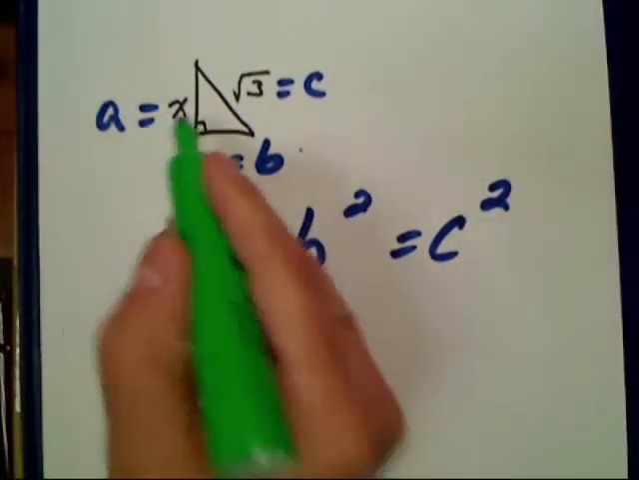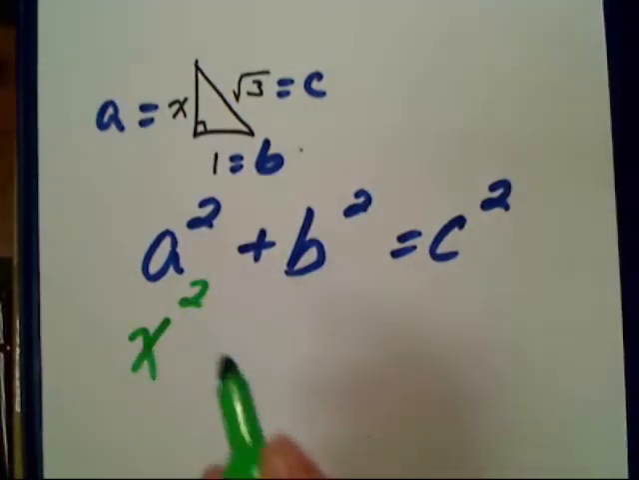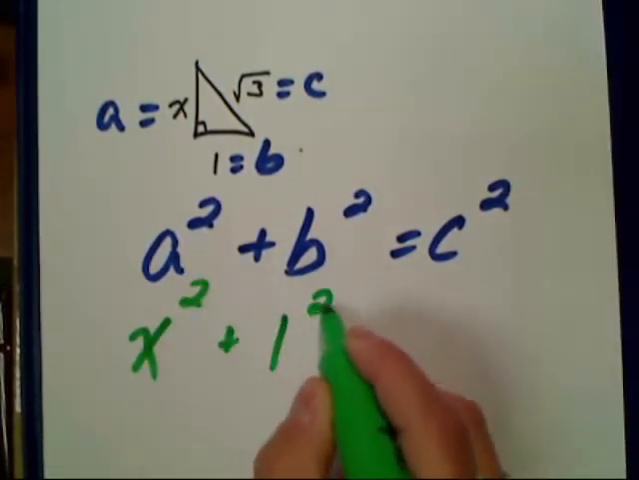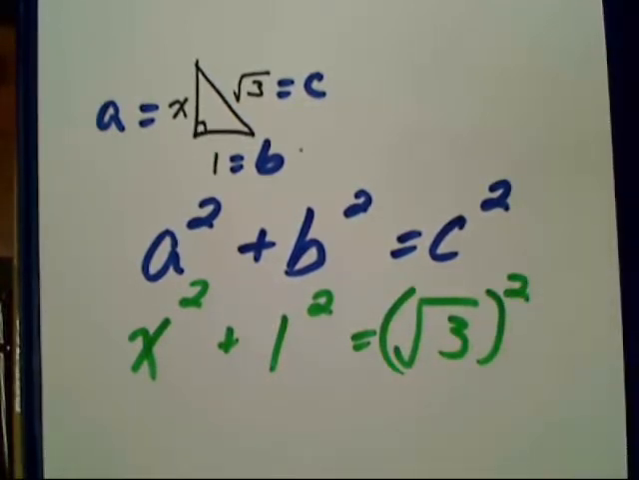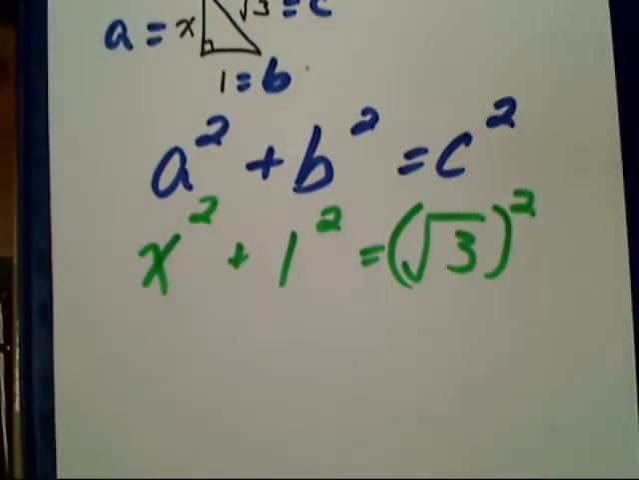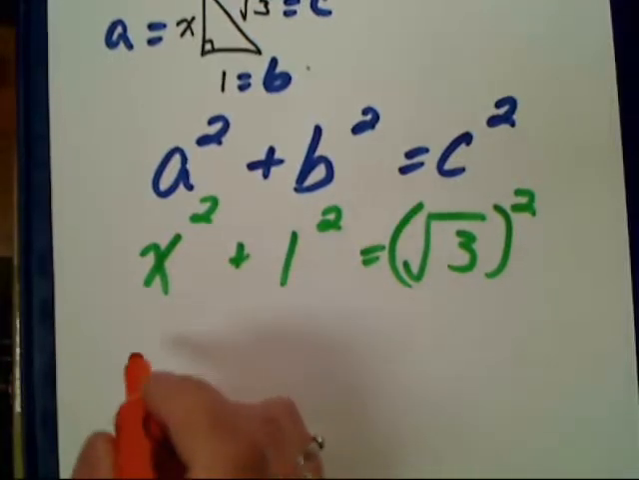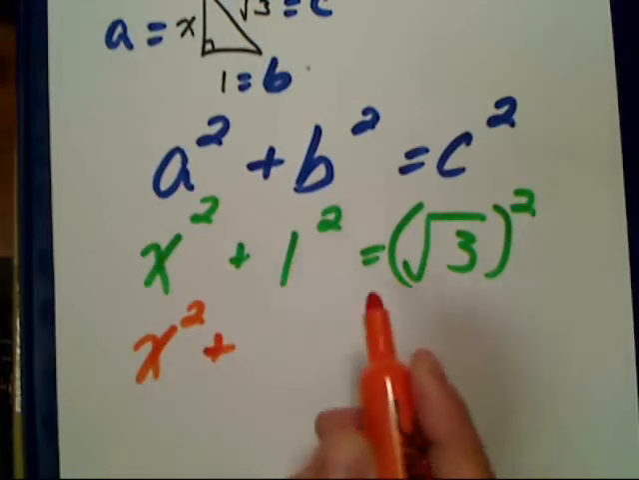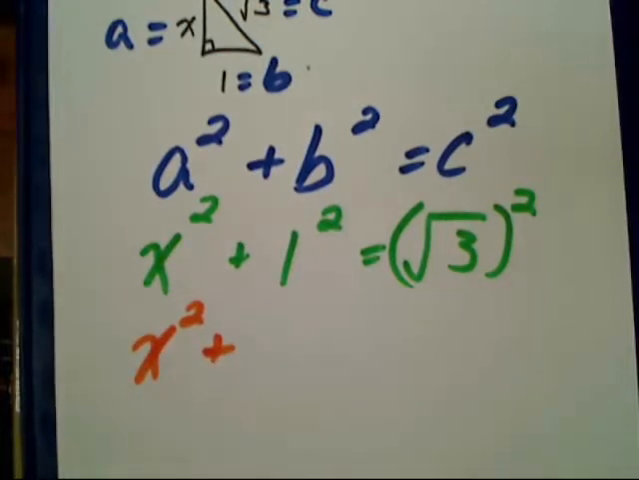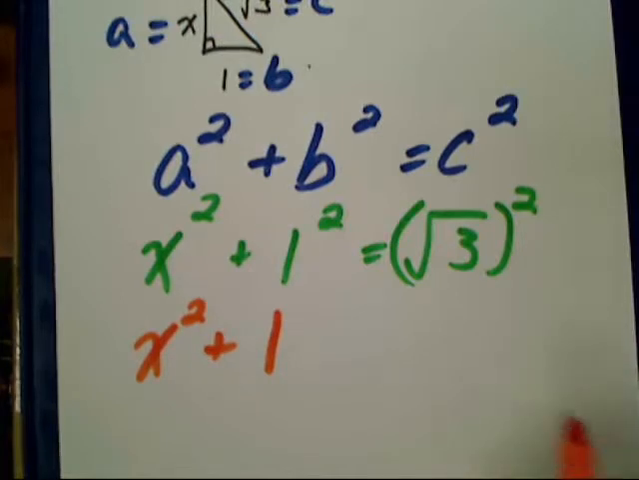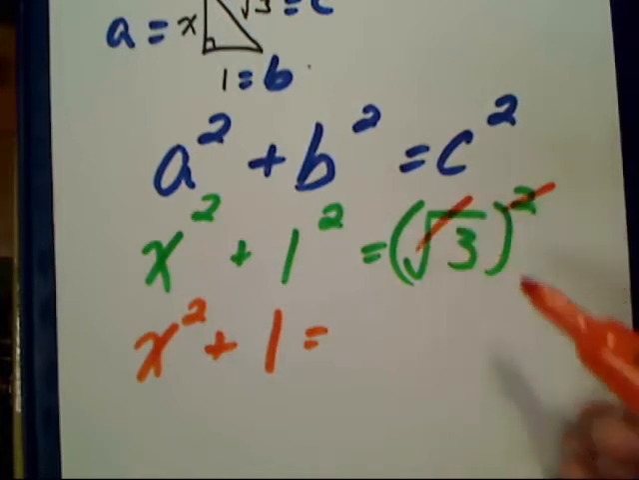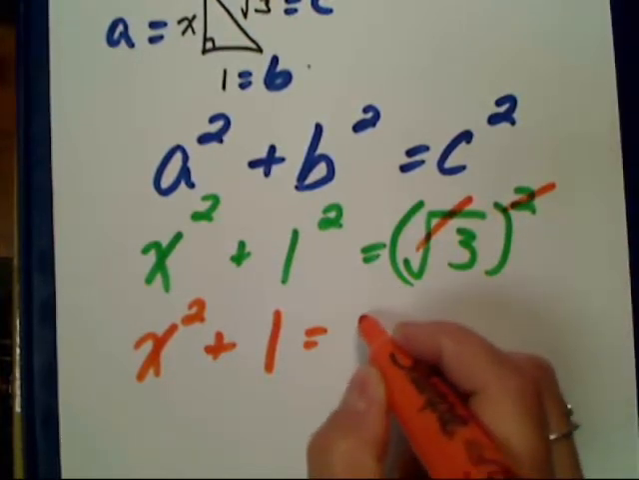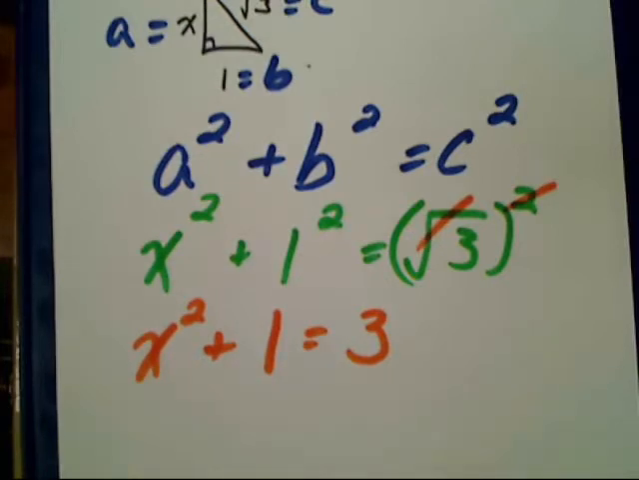A we don't know, we called it x, so I'll replace it with x. B is 1, so I'm going to square that. And c is the square root of 3. All right, and we'll square that. Now we're still going to solve through, and in order to solve, we have to get rid of those squares. That's still going to be our first step. Can't do anything with an x squared. 1 squared, be careful here. 1 times itself a gazillion times is still 1. What happens when I square the square root of 3? Well, a square and a square root are inverse operations. They cancel each other, so I'm left with just the 3. Oh, that's not so bad.